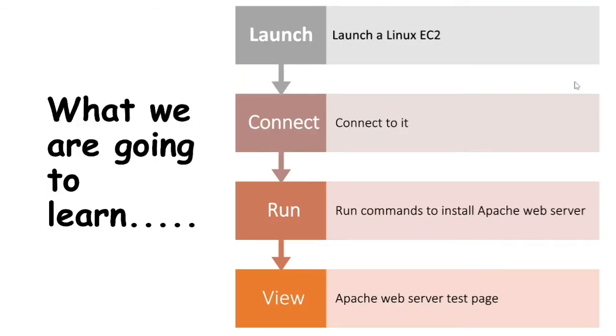Right, so first of all we will be launching a Linux EC2 instance, that we have been launching since the series has started. Then we will be connecting to it, that means SSH into it. Then we will be installing Apache web server, right? And then we will be looking at the test page of our server via our EC2 instance's public IP address, right? So let us start with our hands-on.